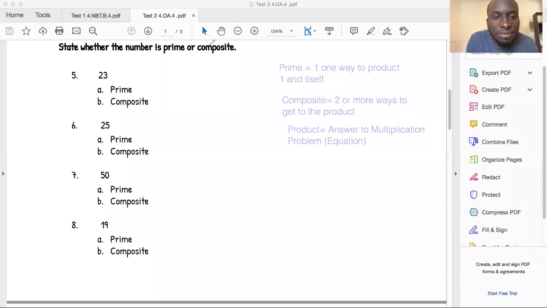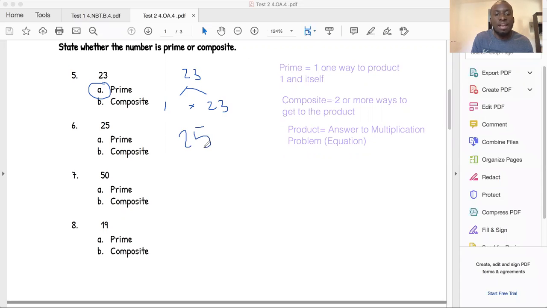I'm going to draw a factor tree. Let me use blue. So 23. How many ways can I get to 23? 1 times 23. And that's it. If it only has one way, that means this number is prime. Yes?